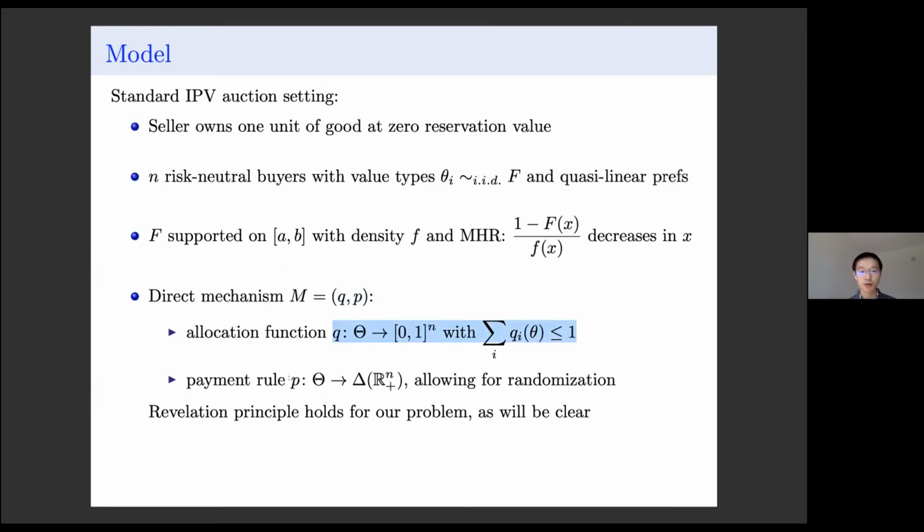The payment rule is slightly more non-standard because we're going to allow randomized payments. So you can notice that the payment function here maps a profile of types to a distribution of vectors of payments. By allowing for randomization, we're essentially already thinking about the question of whether randomized payments can help reduce the information loss, the information revealed about the winner type.